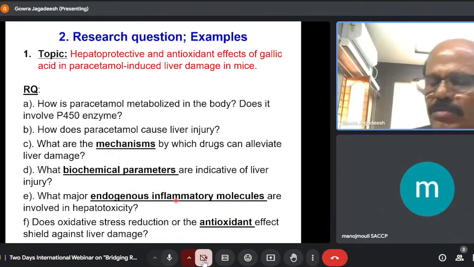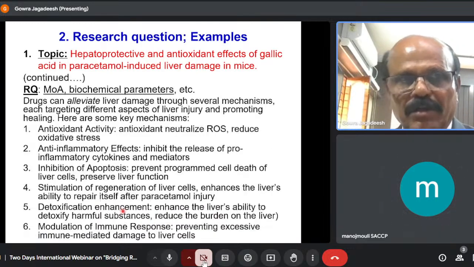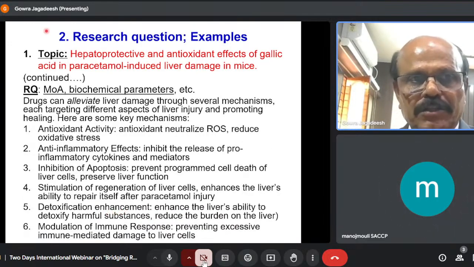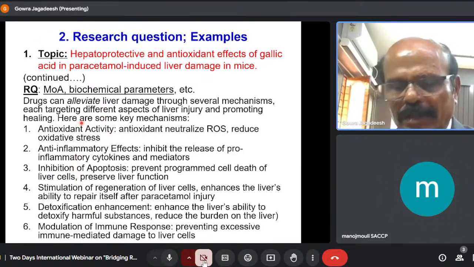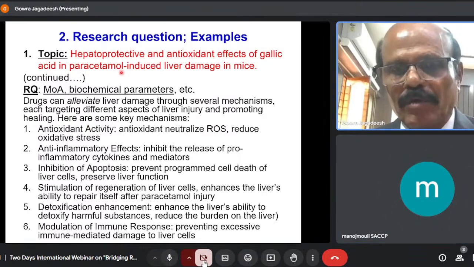What inflammatory molecules are there? How does paracetamol cause injury to the liver, and what is the liver damage here, histopathology? These are the questions when you pose yourself. You should be able to list out many more questions based upon the mechanism of action. So one can generate a lot of research questions once you understand your thesis title, topic, and review of literature.